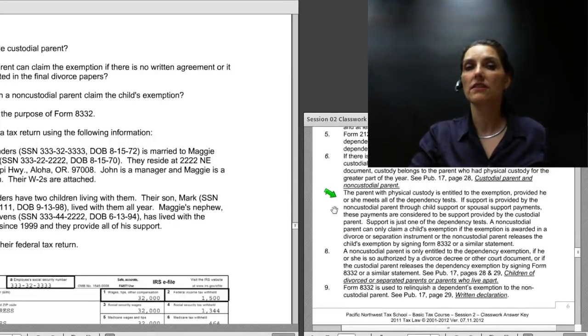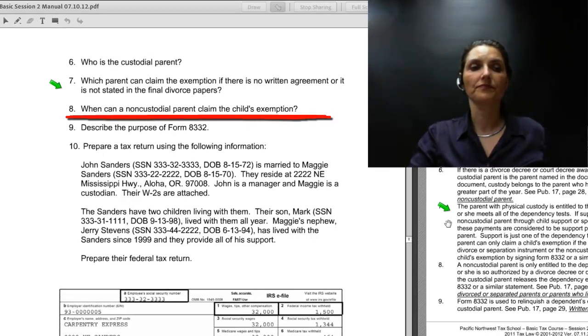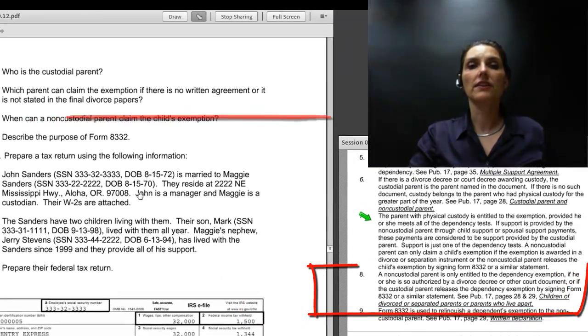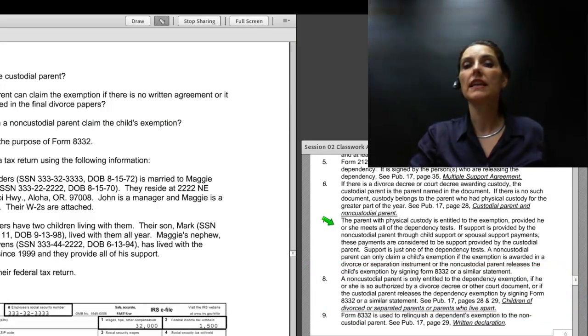When can a non-custodial parent claim the child's exemption? A non-custodial parent can claim a child's exemption only if the exemption is released by the custodial parent using Form 8332 or a similar statement such as a divorce decree.